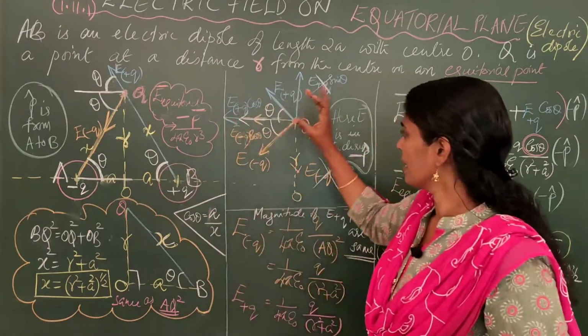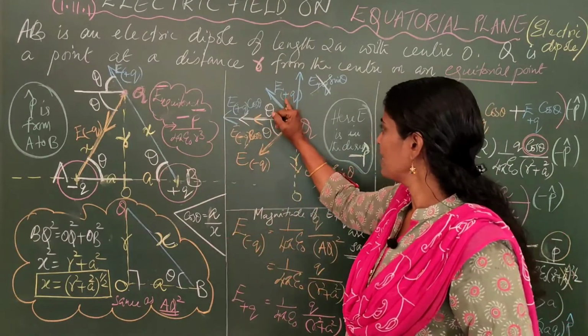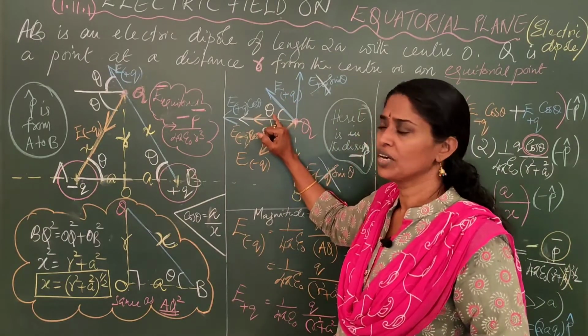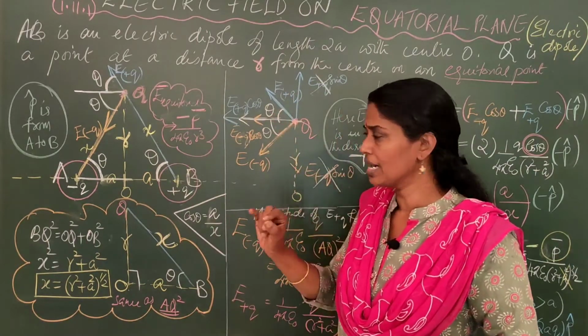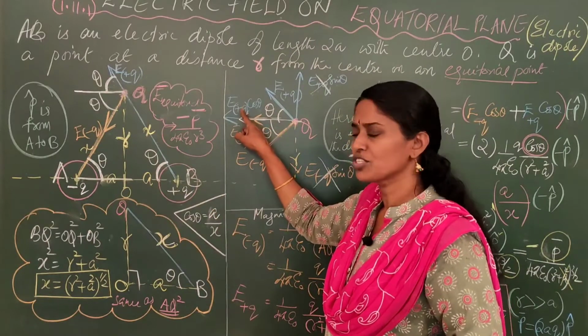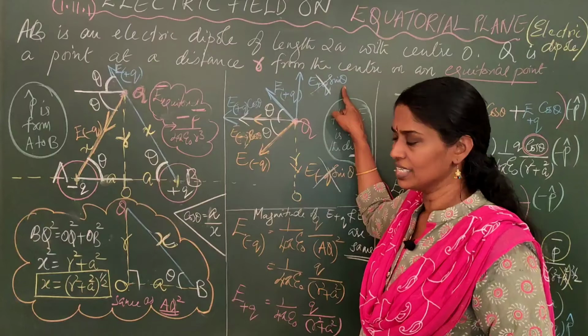So, the same angles are redrawn here. This angle is theta, and this is again theta. So E plus Q, and this is known to you. Of course, if this is E plus Q and this is theta, it's very clear: this component will be E plus Q cos theta. The other perpendicular component will be E plus Q sin theta.